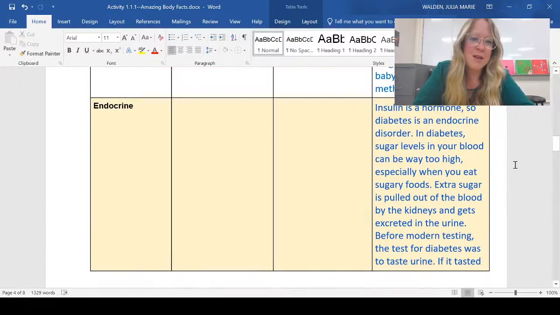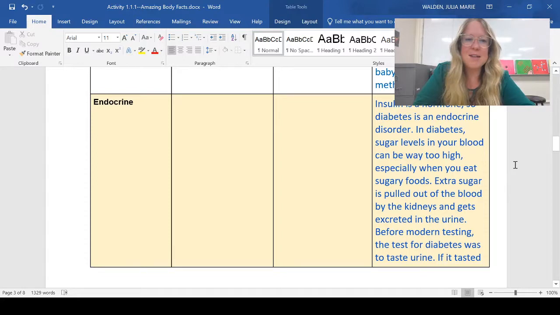Gross. Okay, now in this fact, I'm going to be scanning for secondary body systems. So that means body systems that are not the endocrine system. So insulin is a hormone, so that's endocrine. Diabetes is the endocrine system. So let's see. In diabetes, sugar levels in your blood can be way too high, especially when you eat sugary foods. So blood is not part of the endocrine system. We already talked about blood.